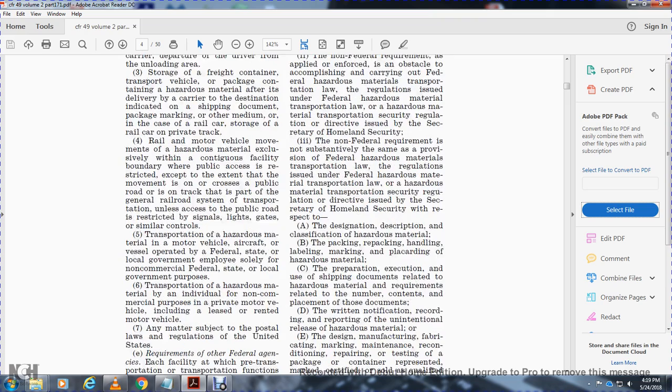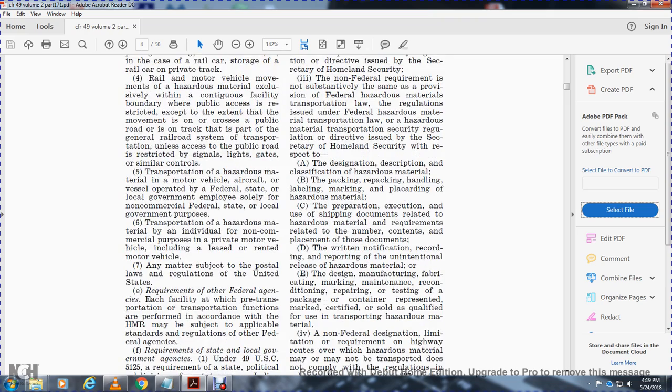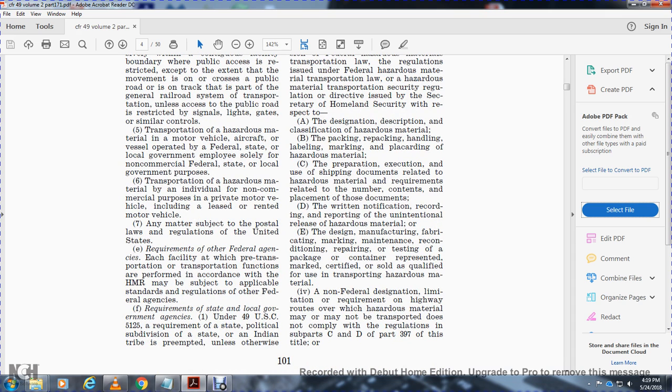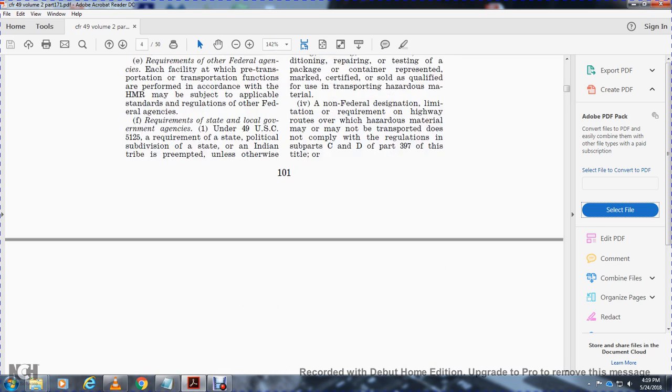These cover the designation, description, and classification of hazardous material; packaging, repacking, handling, and marking; the placing of placards on the hazardous material; the preparation and execution of shipping documents related to the hazardous material requirements, including the number and content of the document. Also covered are written notification and recording of reports of the unintentional release of hazardous material; the manufacture, fabrication, marking, maintenance, reconditioning, repairing, and testing of packages and containers represented as qualified for use in transportation of hazardous material; and non-federal designation limitations on highway routes. Hazardous material may not be transferred in a way that does not comply with the regulations of Subpart D and Part 397 of this title.